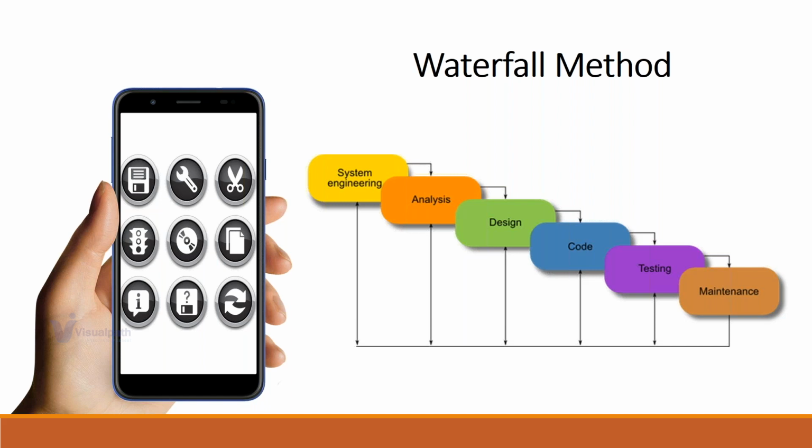Now the client has given me the requirement about all these 9 buttons, and I have to implement this application which is having all the 9 buttons. First, let's talk about the waterfall method. I'll explain how we are going to implement the same application using the waterfall method. In a waterfall method, we are going to develop the entire application at a time, the application which is having all the 9 buttons and 9 functionalities.